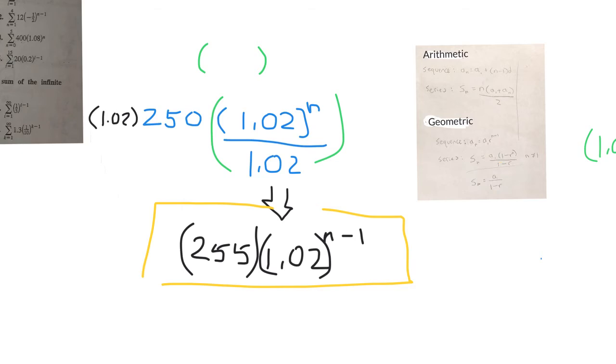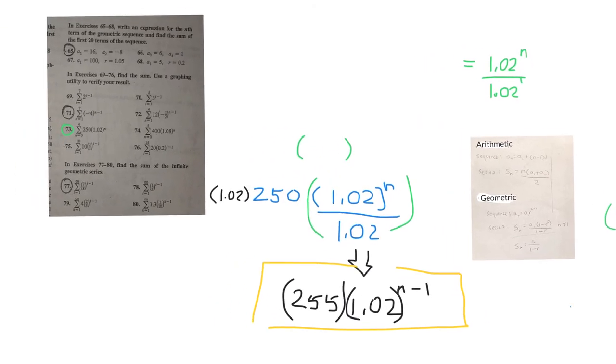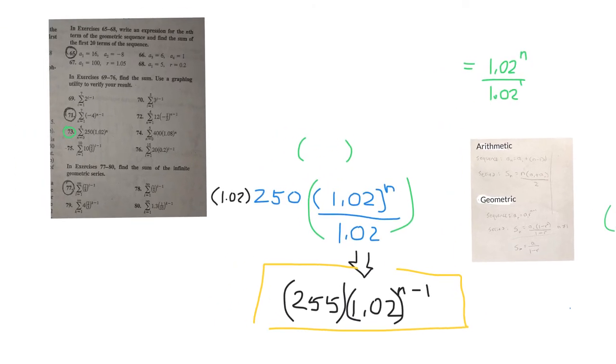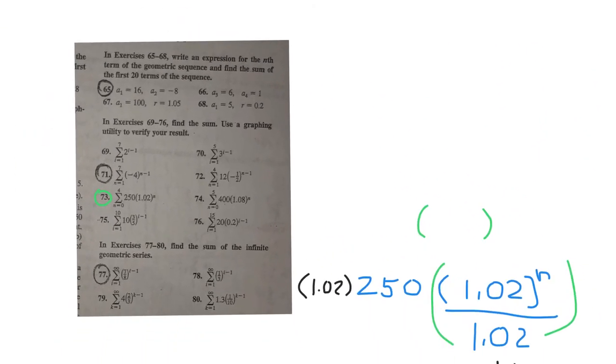But what's the moral of the story? The moral of the story is that before you proceed with a problem like 73, you have to sort of force this to have n minus 1, okay? How do you do that? Well, you change this into 1.02 raised to the n minus 1, but then you multiply 250 times 1.02, okay? So you have to kind of bump this one up in order to make that happen, okay? So hopefully that makes sense, and I'm going to move on from here.